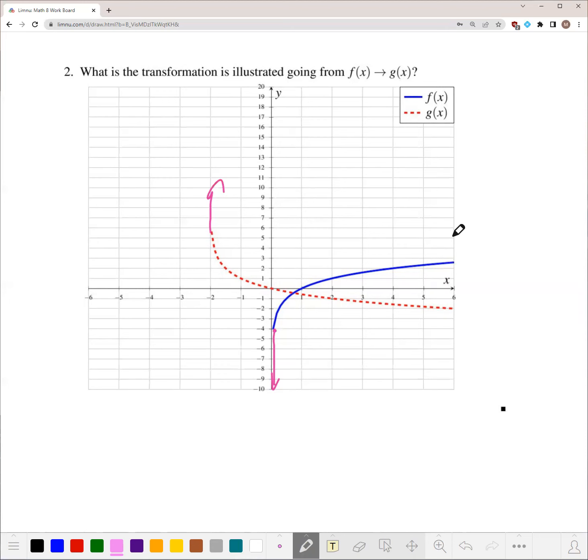So I know there's a vertical reflection. So let's write that down. I know there's a vertical reflection, and that's pretty obvious because it's flipped. What else can we see here? Well, this point, like I said, isn't really real. But I know that my asymptote has translated. So I know there's some sort of translation. So let's look at some other points first to see if there's more to it than just a translation.